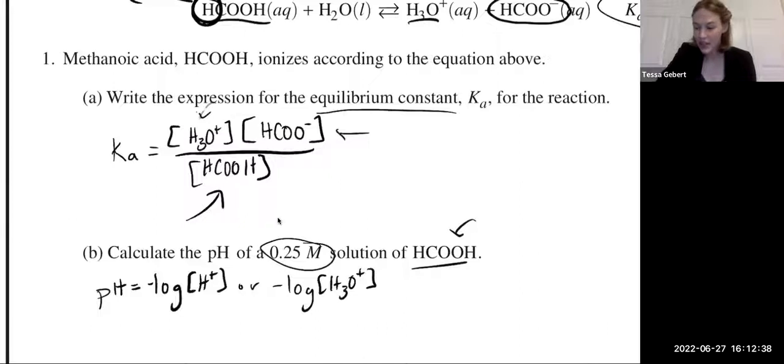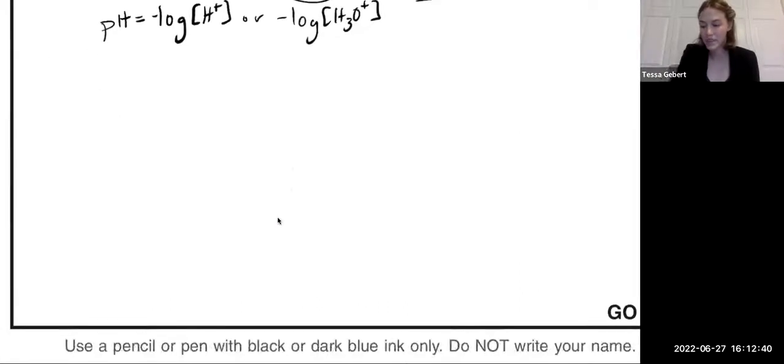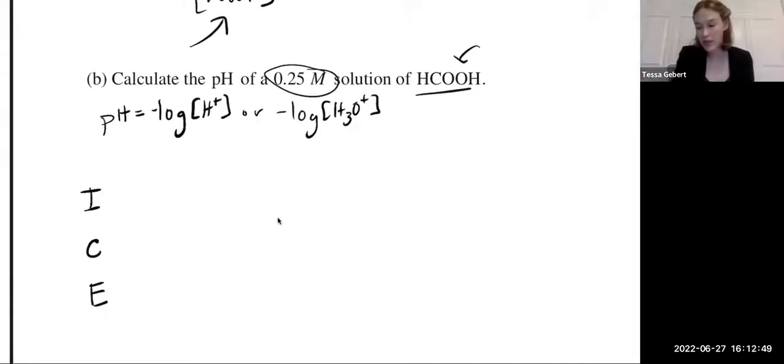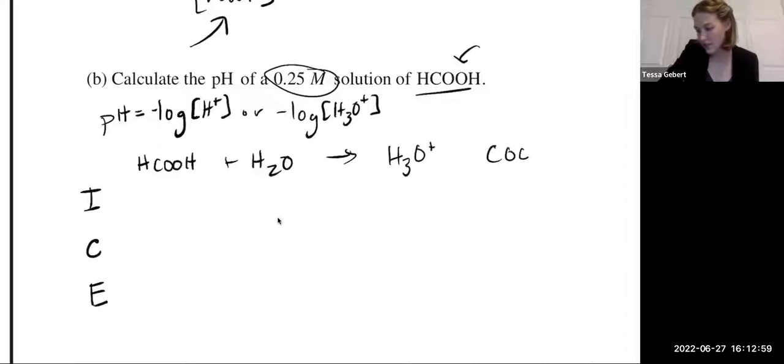And there's a nice little trick for that, and it's called an ICE table. It stands for initial change equilibrium, and you're going to be dealing all with concentrations. So to start this, you're going to begin with rewriting the equation on top. Plus water goes to H3O plus and the conjugate base.